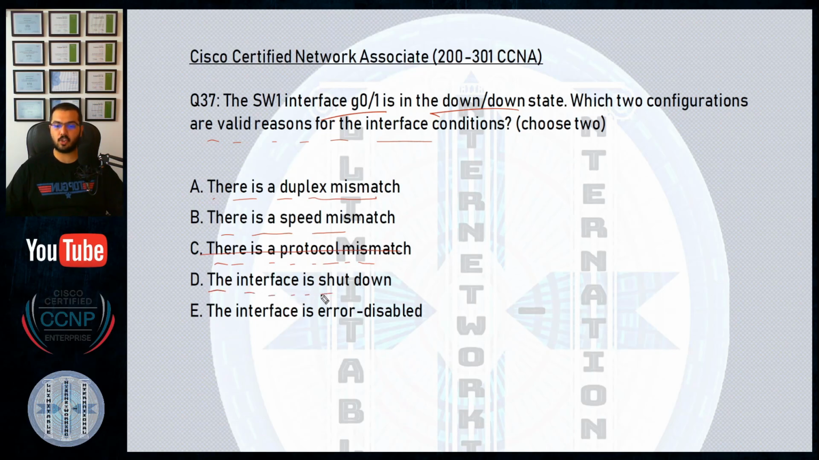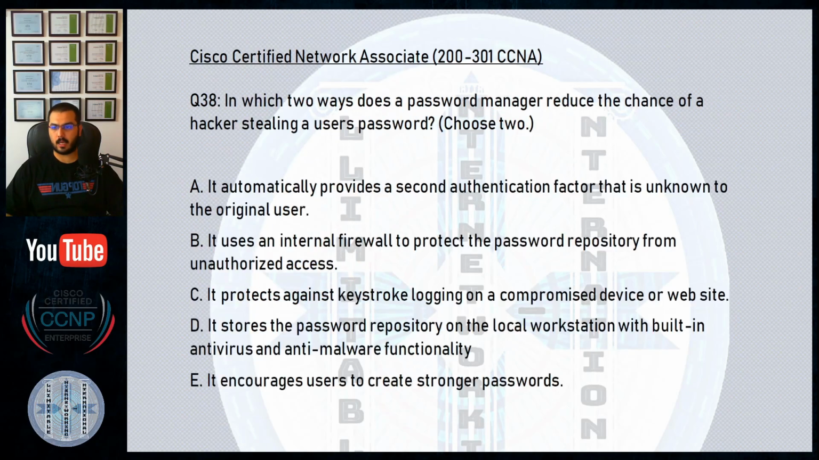The interface is shut down. This should be administratively down. Administratively down over down, not down over down. No. Error disabled, yes, will show it as down, and I believe also duplex mismatch will show the interface as down. You can do that in a lab. We can go to one of the interfaces and make the interface duplex half and the other one full and see the result of that. Okay, so that will be A and E.